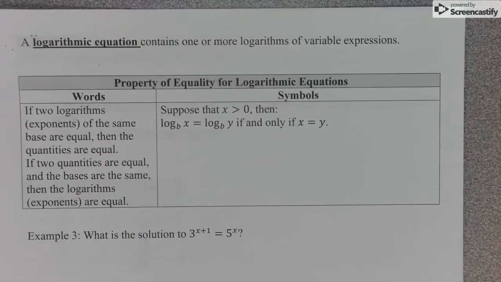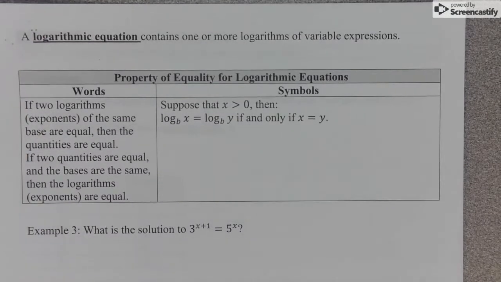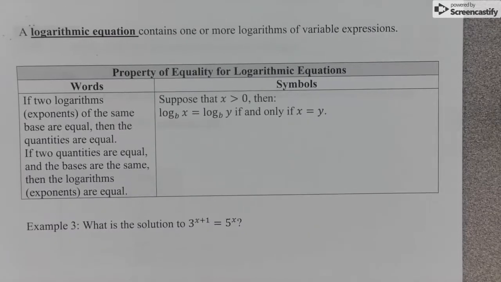So I did that one to show you this one. A logarithmic equation contains one or more logarithms of variables. So we get this property of equality for logarithmic equations, just like we had one for exponential equations. This says that if two logarithms of the same base are equal, then the quantities are equal. If two quantities are equal and the bases are the same, then the logarithms are equal.